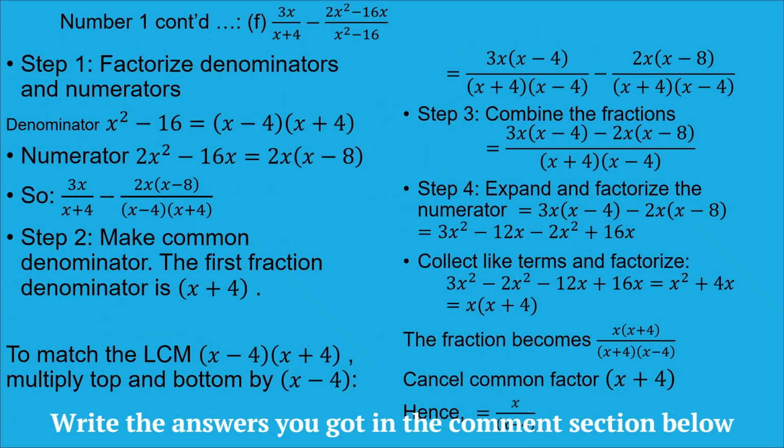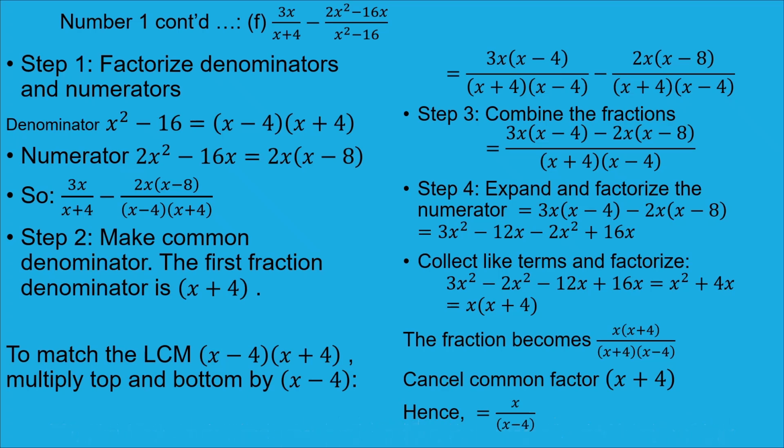First factorize the denominator, which is the difference of 2 squares, which becomes x minus 4 into x plus 4. Then factorize the numerator by pulling 2x common outside the bracket.